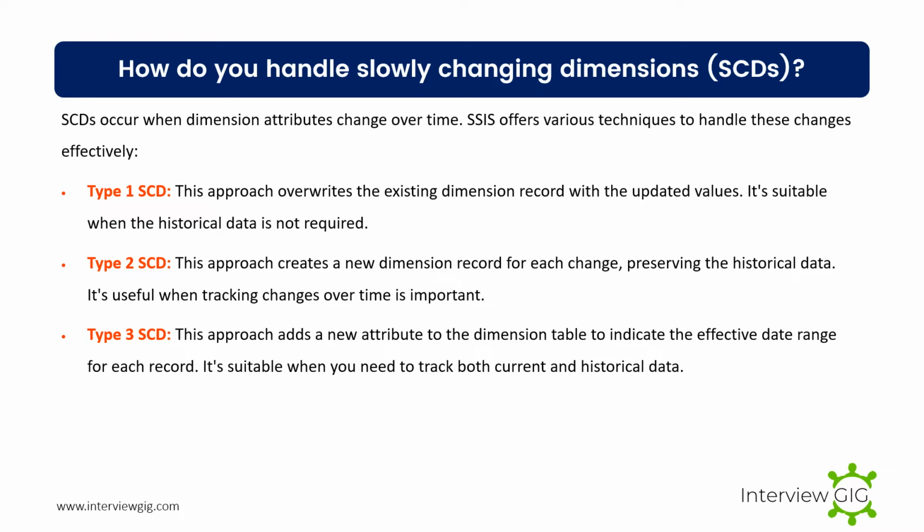Sample answer: SCDs occur when dimension attributes change over time. SSIS offers various techniques to handle these changes effectively. Type 1 SCD: this approach overwrites the existing dimension record with the updated values. It's suitable when the historical data is not required. Type 2 SCD: this approach creates a new dimension record for each change, preserving the historical data. It's useful when tracking changes over time is important. Type 3 SCD: this approach adds a new attribute to the dimension table to indicate the effective date range for each record. It's suitable when you need to track both current and historical data.